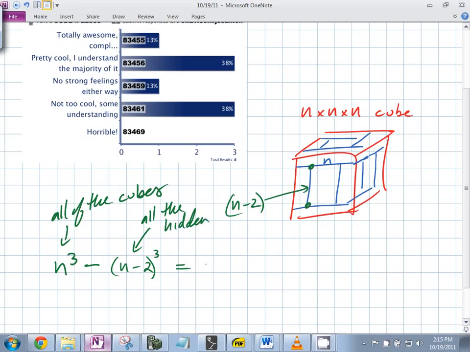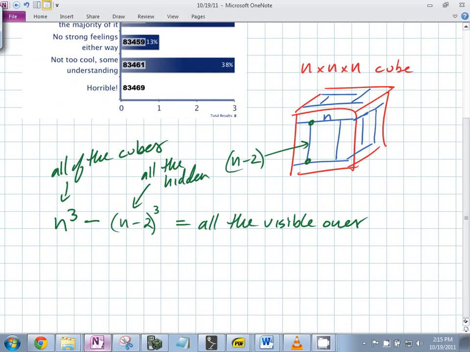Did you simplify this? Yes. It looks like a cubic, but is it really? No. You end up with n cubed minus n minus 2 times n minus 2 times n minus 2, and I'll put that in parentheses. How do you multiply out something like that? This is just polynomial multiplication. How do you multiply something like that?